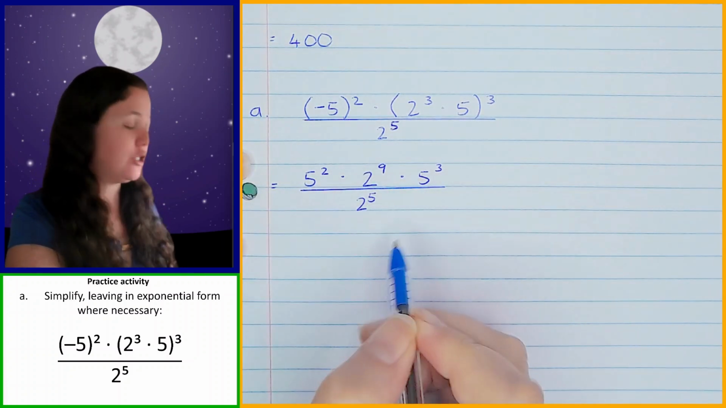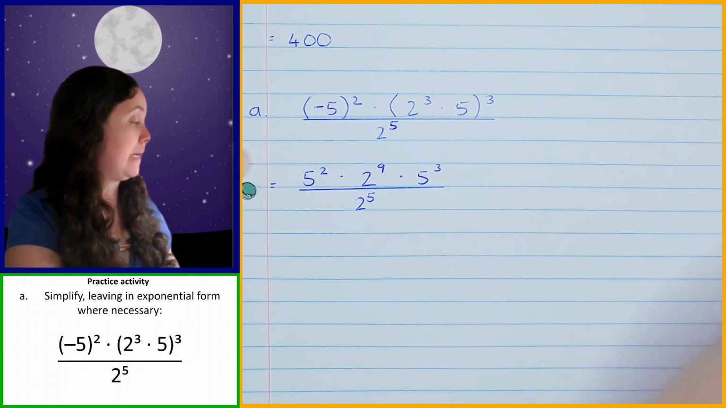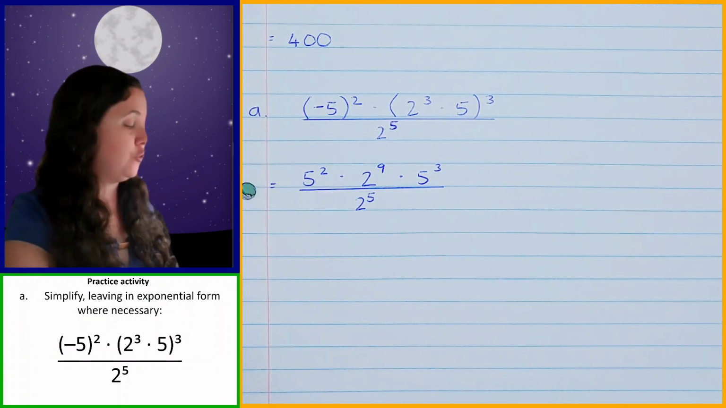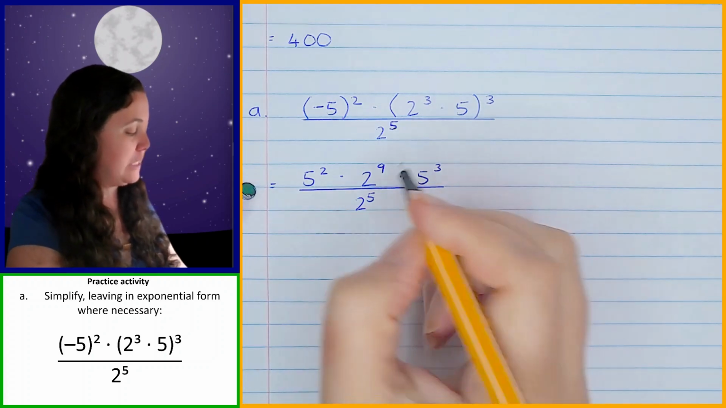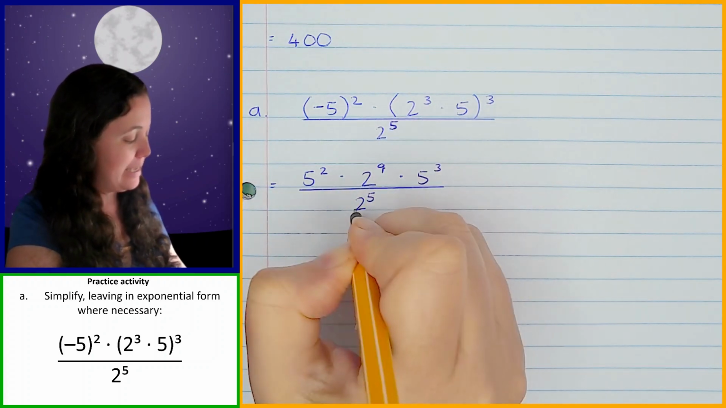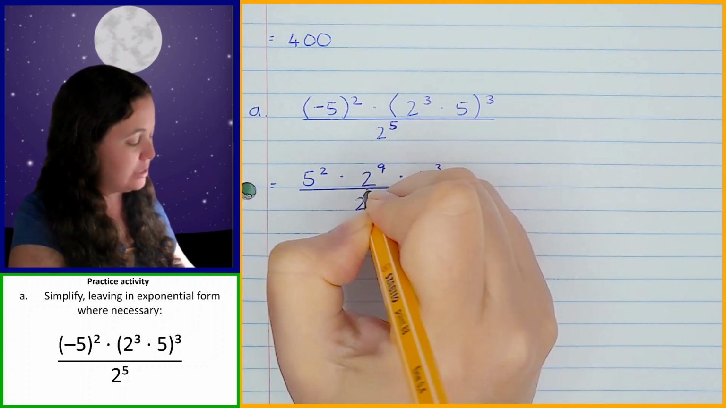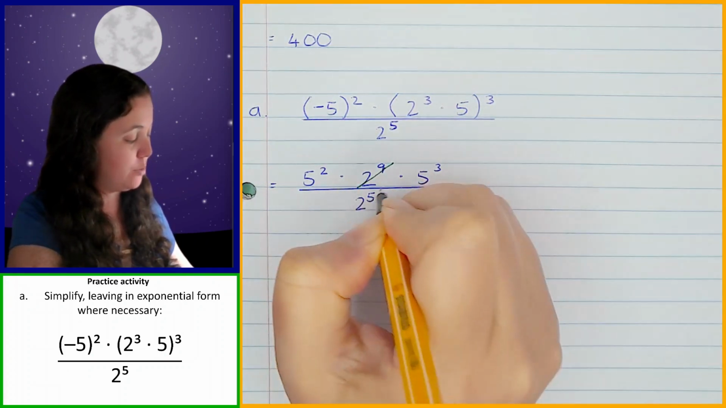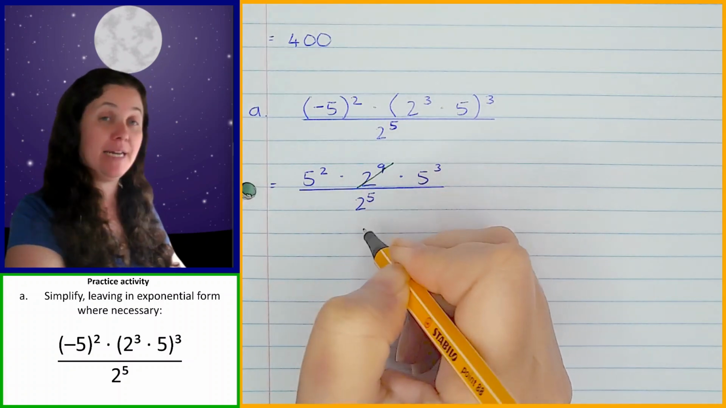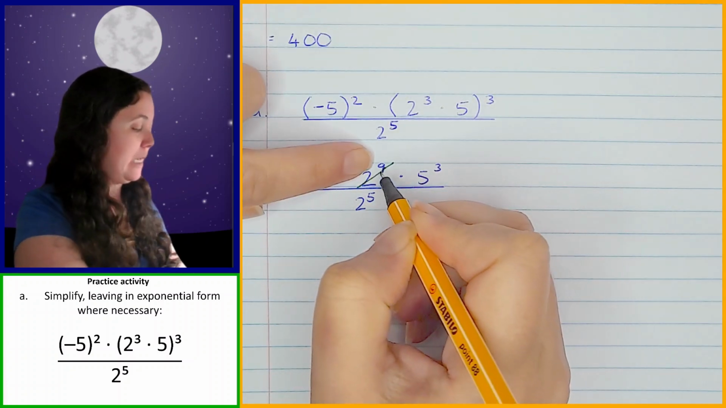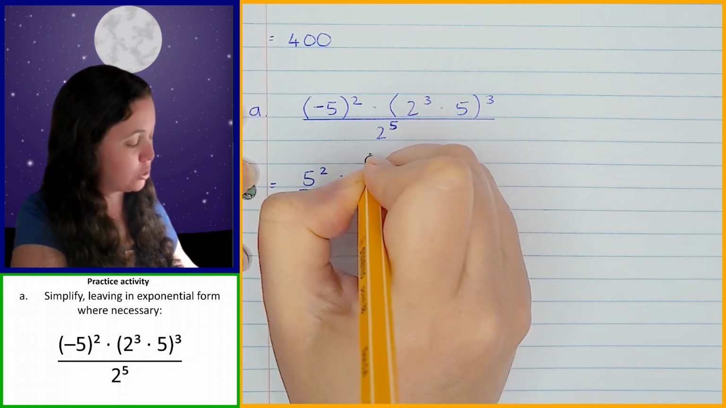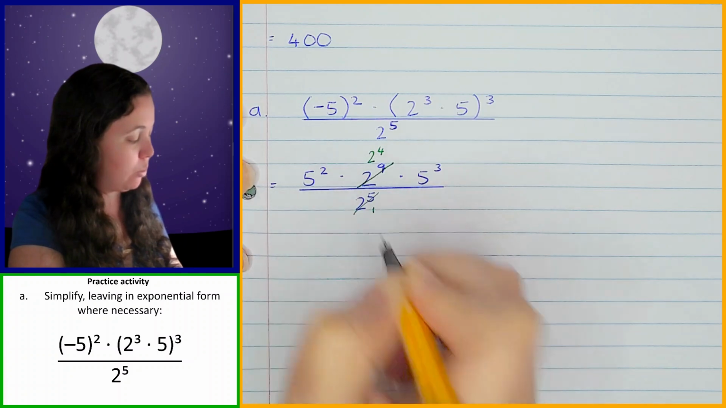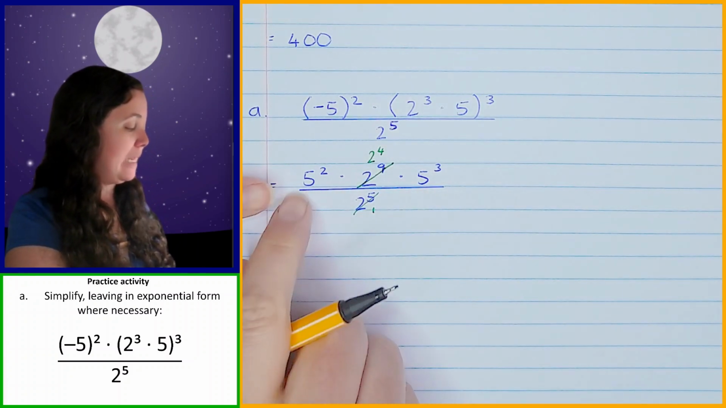Okay, so now I've reached the point where I can go and do my division and multiplication. So let's look at our 2's first. So for our 2's, I've got over here 2 to the power of 9 and 2 to the power of 5. So the higher one is at the top, so the result is going to be at the top. If I say I'm dividing, so I'm going to be subtracting my exponents. 9 minus 5, that gives me 4. So it's 2 to the power of 4 at the top, and that cancels and gives me 1 at the bottom.